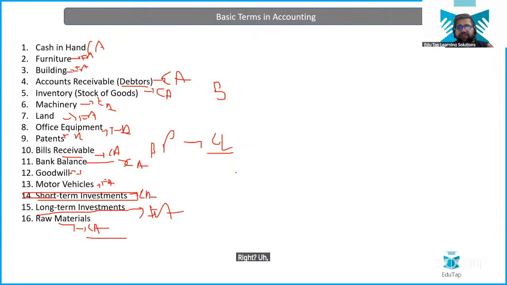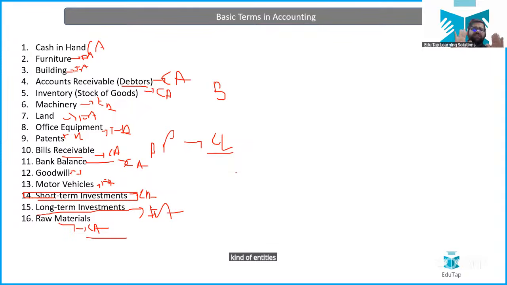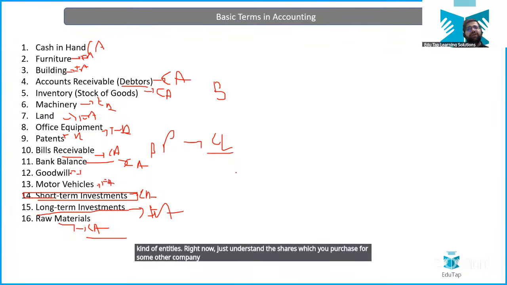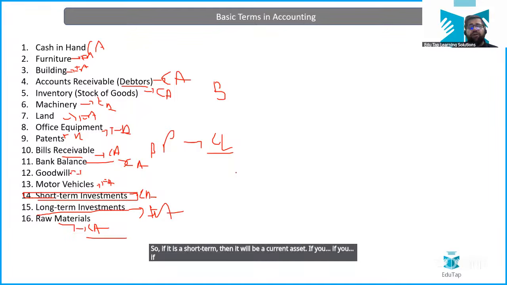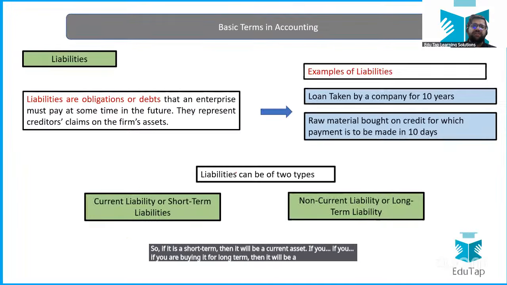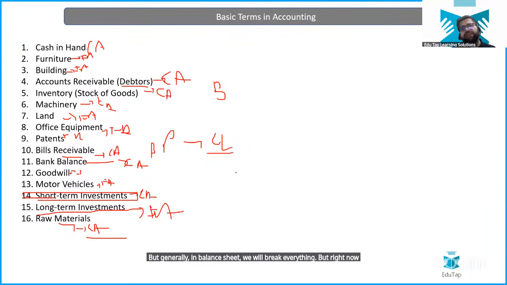Shares are a part of assets but shown in liability? No, no, no. Right now, don't go into that particular context. You are bringing double kinds of entities. Right now, just understand the shares which you purchase in some other company can be short term or long term. If it is short term, then it will be a current asset. If you are buying it for long term, then it will be a non-current or fixed asset. But generally in a balance sheet, we will break everything. Right now, I'm just building your basic concepts.